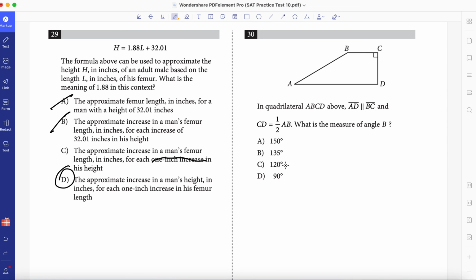Okay, so in quadrilateral ABCD above, AD is parallel to BC, and CD is 1/2 AB. What is the measure of angle B? So this does seem hard, but we know something. Let's call this just question mark. This is 1/2 question mark.